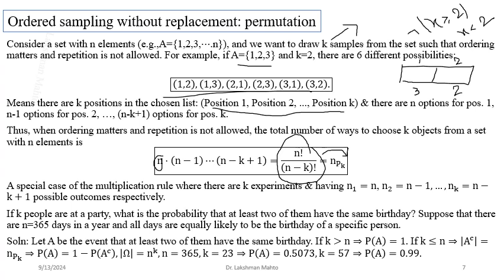So that one is the count of A complement. And this will give the solution: what is the probability of A? 1 minus the probability of A complement. Okay. And it is coming this way.